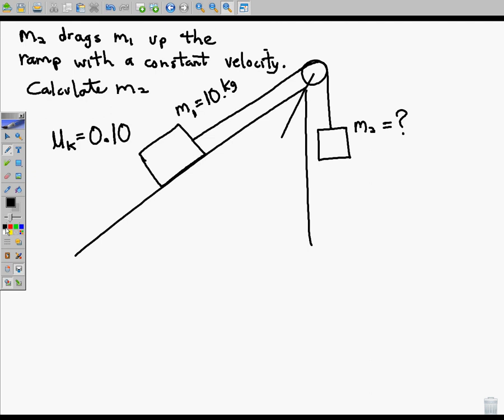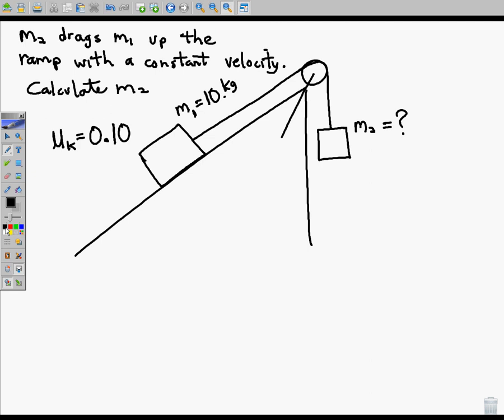So what we need to determine is how much mass it would take to pull M1 up at a constant velocity. Are we going to have to find the mass where neither of them move? No, because the problem already established that it is moving. It already has budged. It's already sliding up the ramp. All we need to do is figure out how much mass M2 would be.